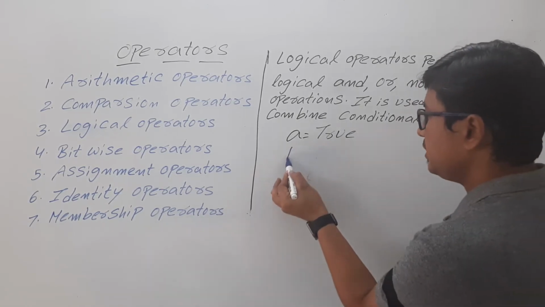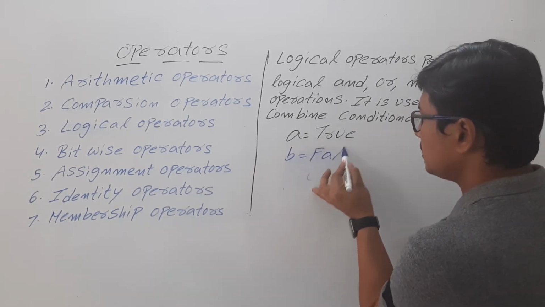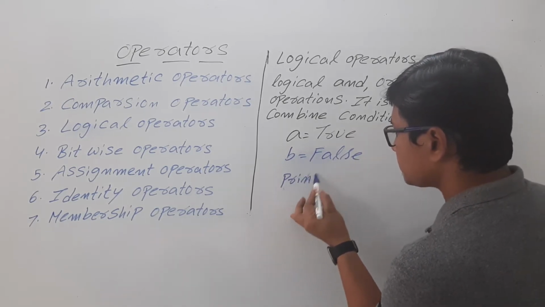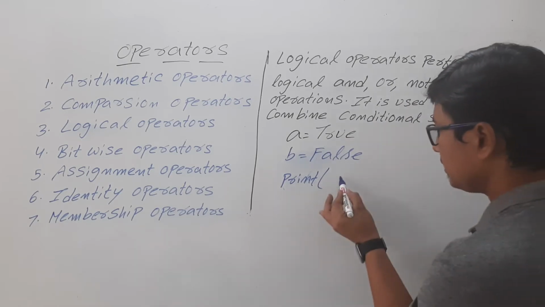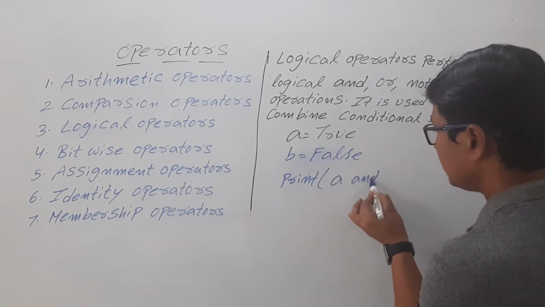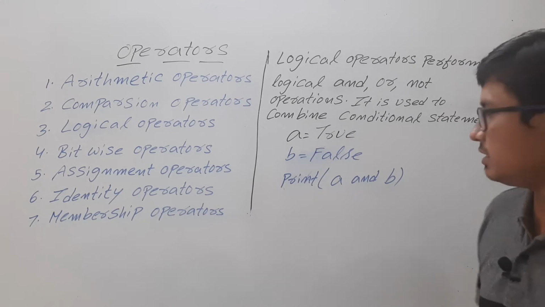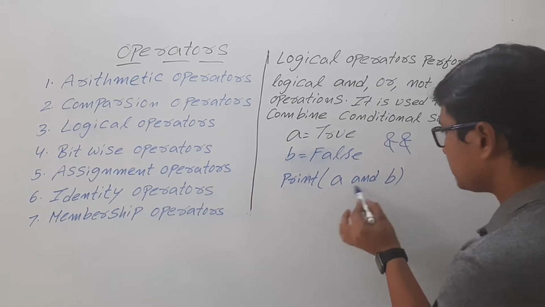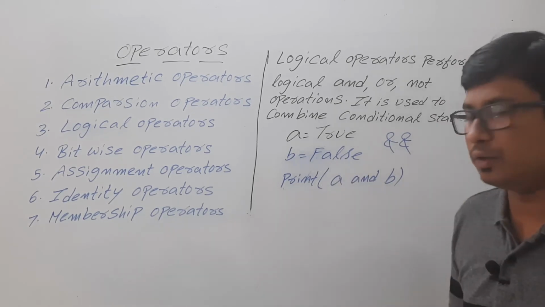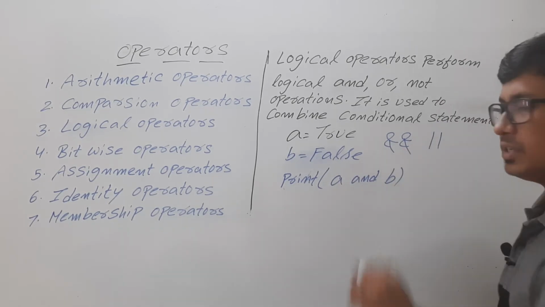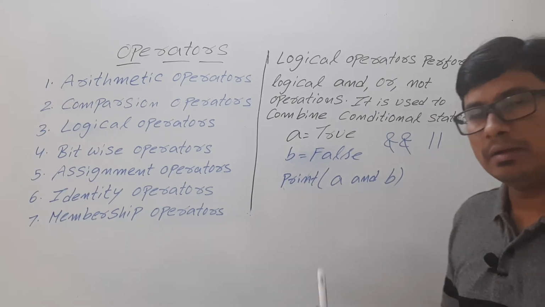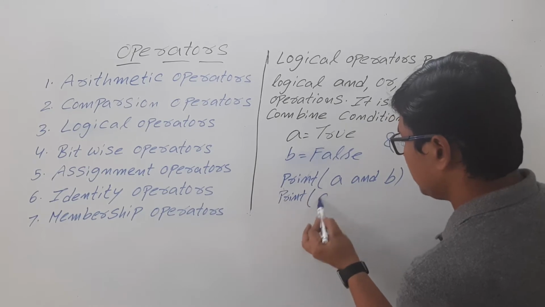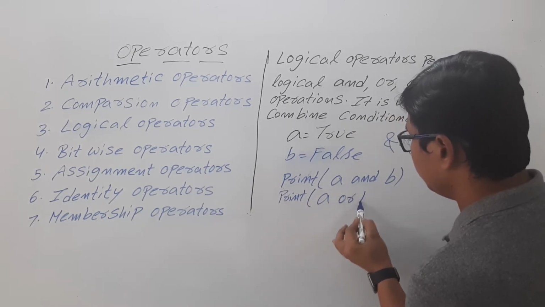Now if I write B = False, and then print A logical AND B. Remember one thing: in the C programming language we represent the logical AND operation with a symbol, but in Python we simply use and. Similarly, in C the logical OR is represented with a symbol, but in Python we can simply write print A or B.